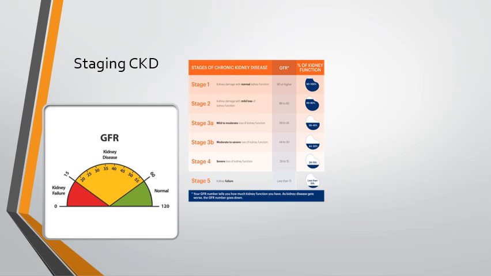This gets a little closer look at the staging based on the glomerular filtration rate. So this is something primary care providers will order. They may do a 24-hour urine collect and really nail down where the GFR is.